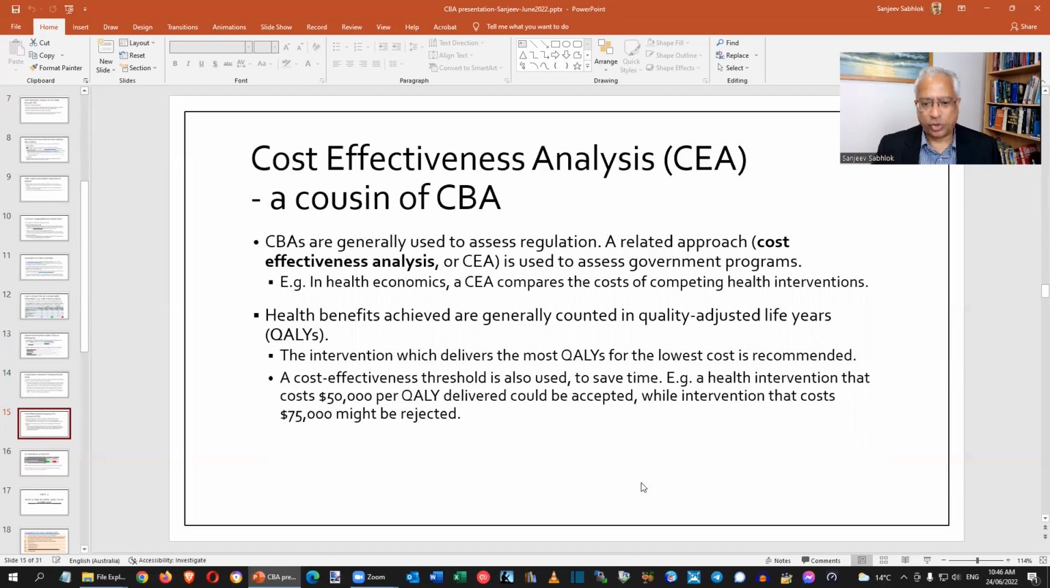And a threshold can be used sometimes to save time. For example, a health intervention that costs, say, $50,000 per QALY delivered would be accepted, while an intervention that costs $75,000 might be rejected. So it's basically a way to compare two different ways to improve a particular health situation or energy situation or environmental situation.